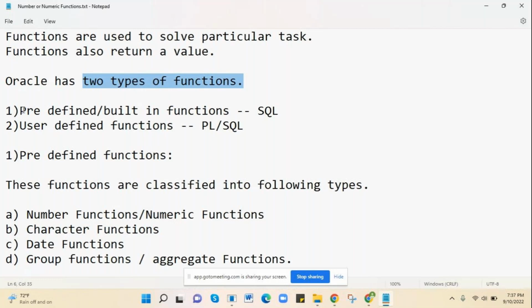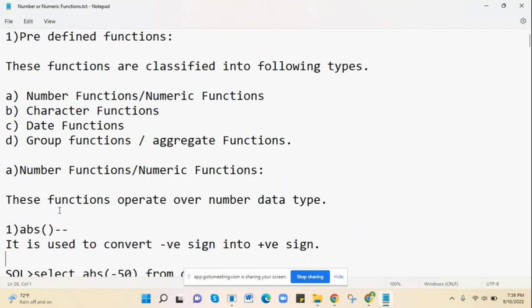And another one is user defined. According to client requirement, we can create our own functions. Those are called user defined functions. Here you are learning only SQL, so we discuss only predefined or built-in functions. In PL/SQL we have user defined functions, which is not part of our course. Only predefined we will learn. In predefined we have again according to data type.